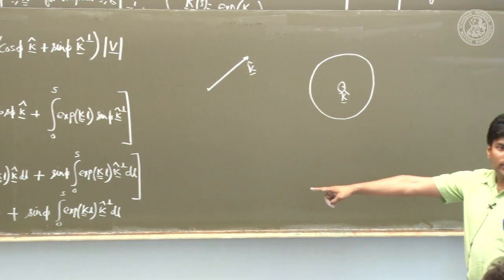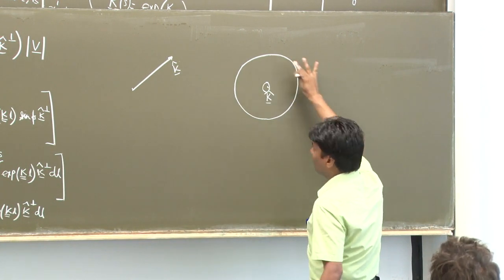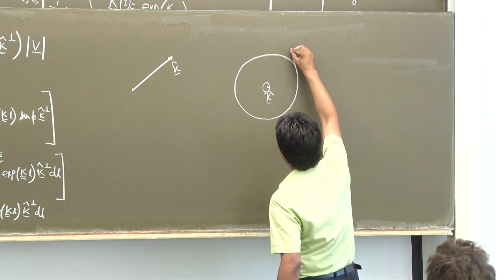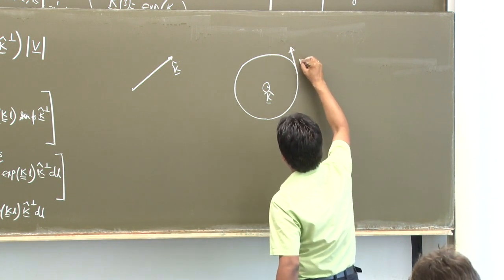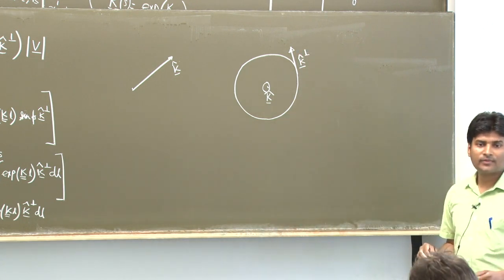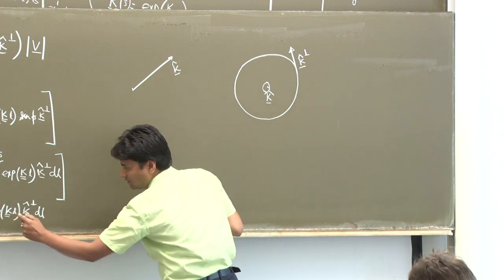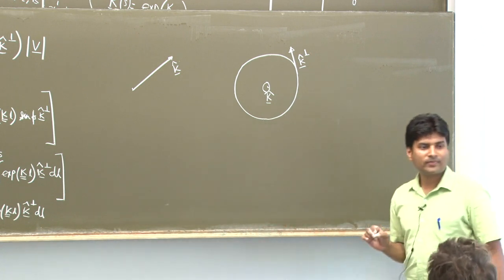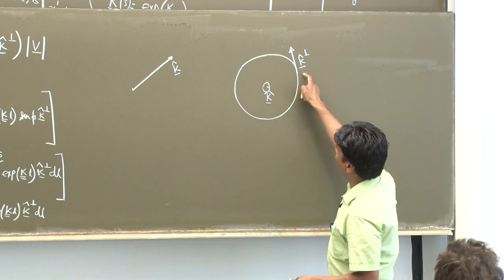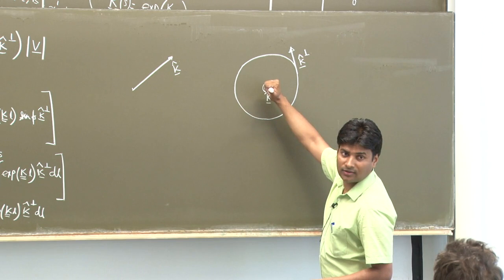So K hat perp, since it is coming outside, it will be in the plane of the board, isn't it? Maybe let's say somewhere over here. That's your K hat perp. And what will be exponential of KL times K hat perp? So it's simply rotating this vector about this axis, right?